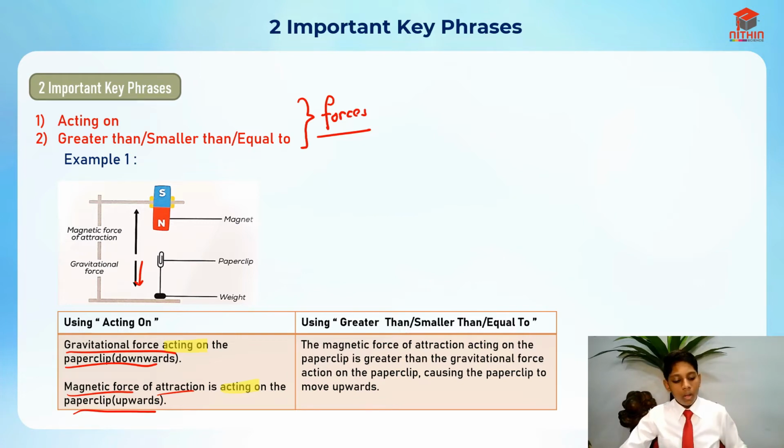But we don't know which one is stronger or less strong, right? So we are going to use greater than, smaller than, or equal to in order to find this. So the magnetic force of attraction acting on the paperclip is greater than the gravitational force acting on the paperclip, causing the paperclip to move upwards. Okay, since the magnetic force of attraction is greater than gravitational force, the paperclip actually gets attracted to the magnet, and thus it moves upwards. Okay, so I hope you understood that. Now let's move on.